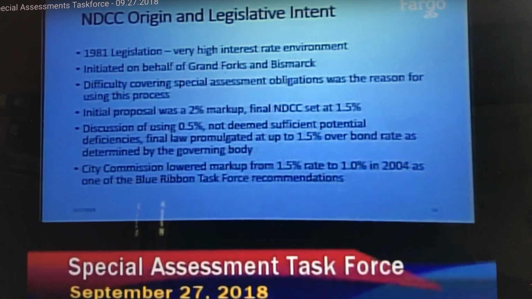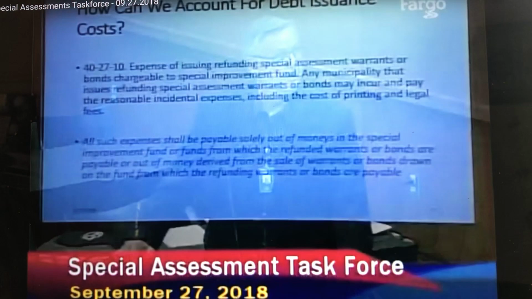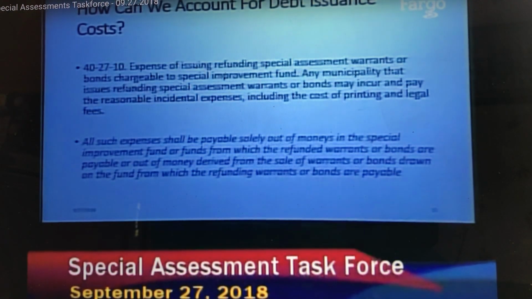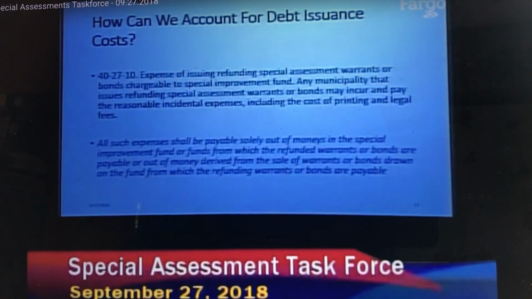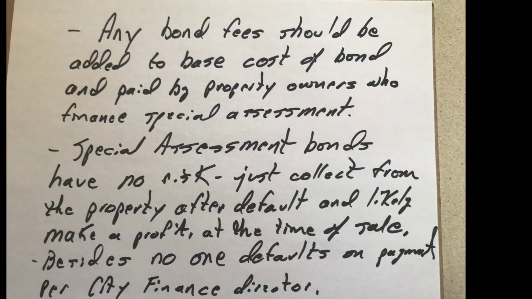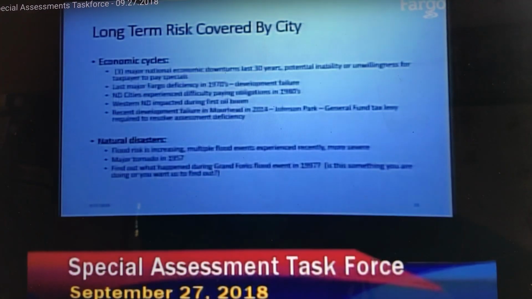How do we account for debt issuance costs, like closing costs on a house? How does that get paid? In the Century Code, there's two options. You can either assign those closing costs directly to the assessment project and assess it directly, or you can recover those costs indirectly by using this markup. It does cost money to bond. It's not any different than any other type of closing costs on a piece of real estate. You pay closing costs. And talk a little bit about risk, and then that's also related to the markup.